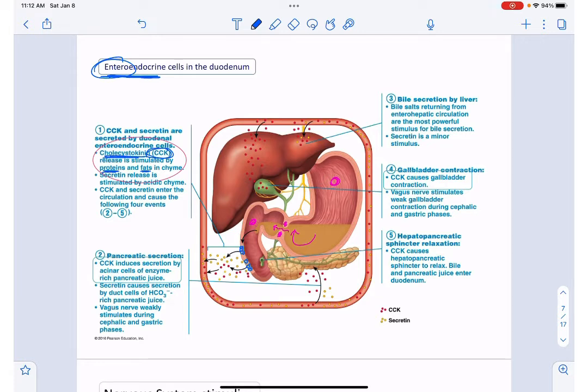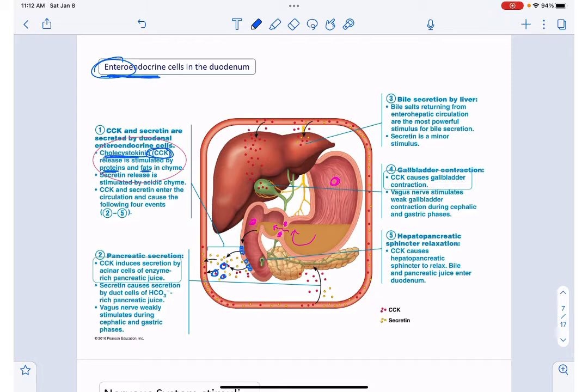And so this is another good example of a humoral stimulus, where you have endocrine cells that are responding to the presence of nutrient levels, proteins and fats in fluids of the body. In this case, in the chyme that's going through the small intestine. And in response, they release cholecystokinin into the blood.